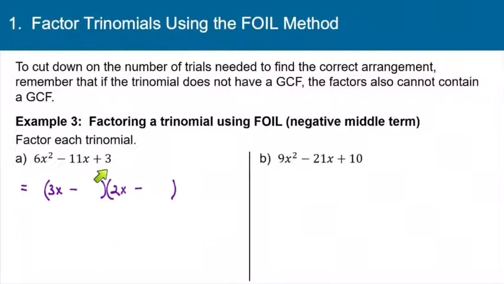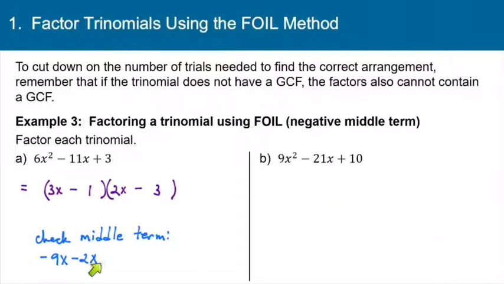But remember that because our trinomial does not contain a GCF, I don't want to create a GCF by putting the 3 here. Can you tell that if I had a 3 here, 3 would be a common factor for this parentheses? We do not want that to happen. So I know in advance that I may as well not put the 3 here. It's not going to work. So I could put the 1 here and the 3 out here. And now let's check our middle term and see what we get. Outer times outer is negative 9x. Inner times inner is negative 2x.